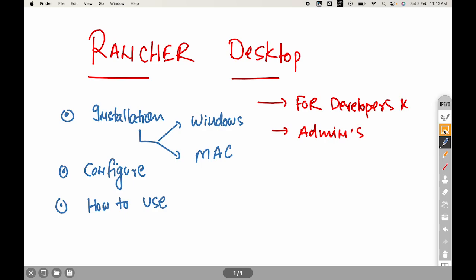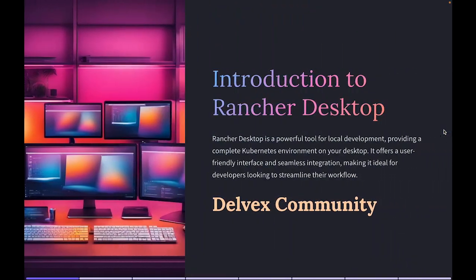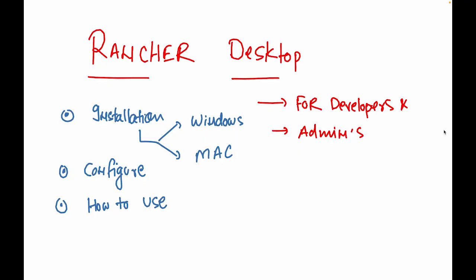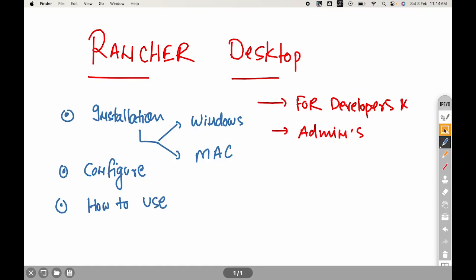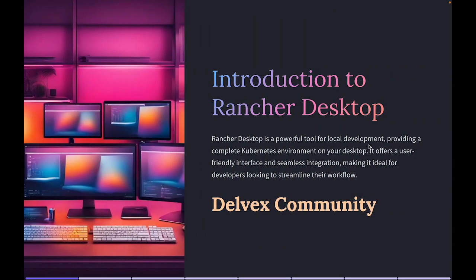So this is the Rancher Desktop software. We'll talk about it later. Mainly three things we will be covering: installation, configuration, and how you're going to use it. Just to give you some context, Rancher Desktop is an alternative to Docker Desktop, which is now getting a lot of popularity through the openSUSE community.